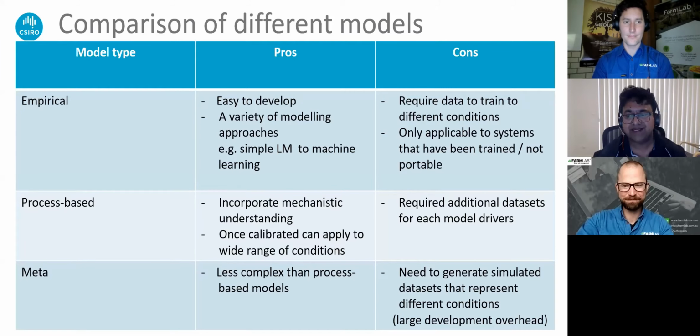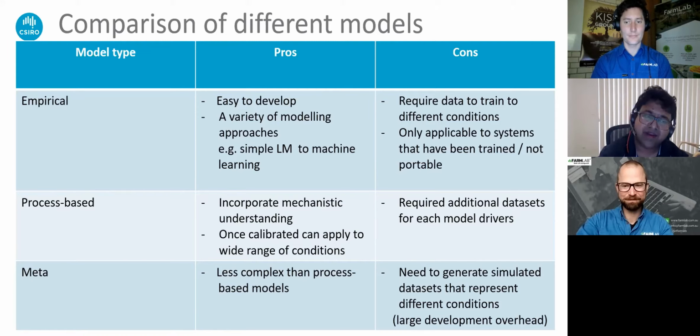If you do a comparison, in empirical models the advantages are that they are easy to develop. A variety of empirical models can be developed, from simple linear models to machine learning models. The disadvantages are that they require quite a bit of data to train, and application of these models to areas outside the training conditions is limited.